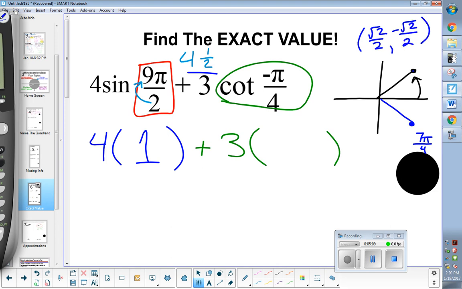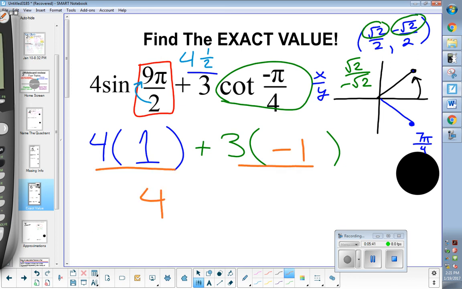If I'm doing y over r there, I'm sorry, I'm doing cotangent, so I'm doing x over y. Julian, what's my x going to be? Radical 2. So radical 2 over your y value, what's your y value going to be? Negative radical 2. If you have radical 2 over negative radical 2, what's that going to get you? Negative 1. Same thing on top and bottom, so it cancels, and that 1 is there to get you negative 1. 4 times 1 is 4. 3 times negative 1 is negative 3. 4 minus 3 is 1.